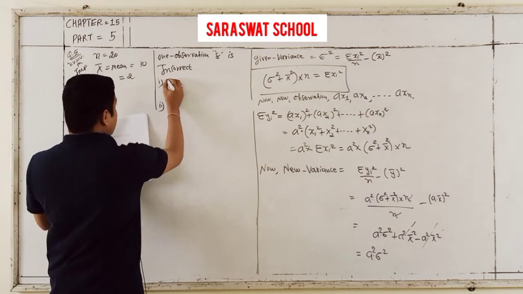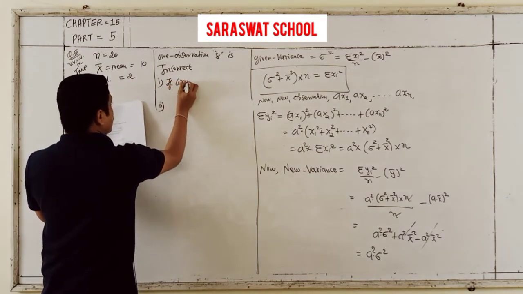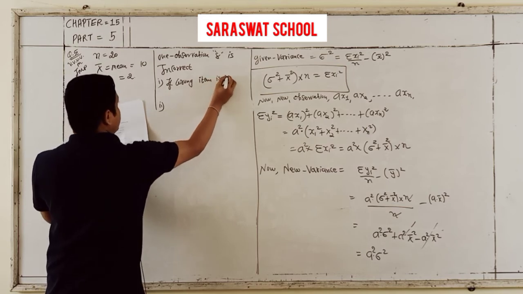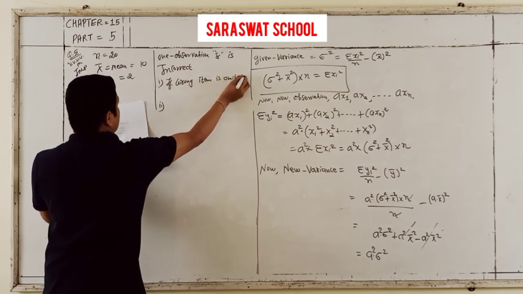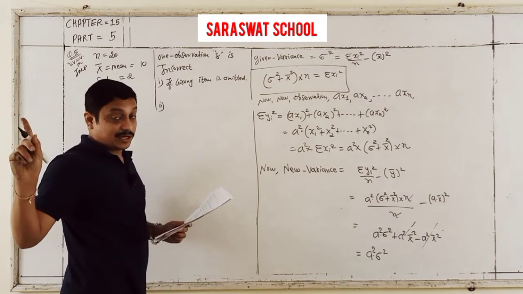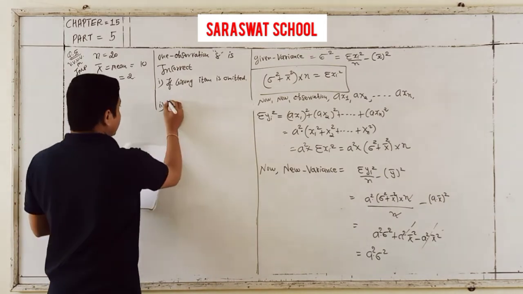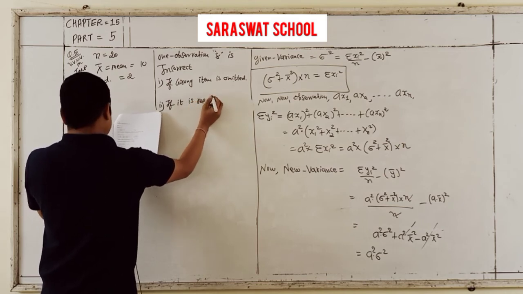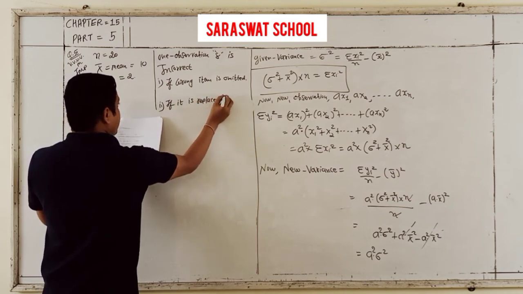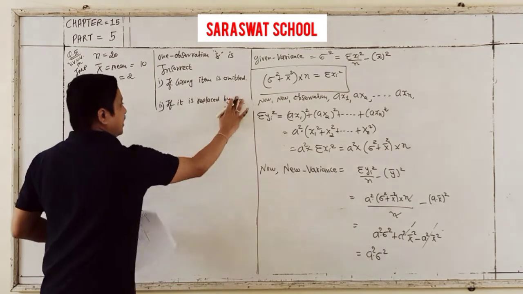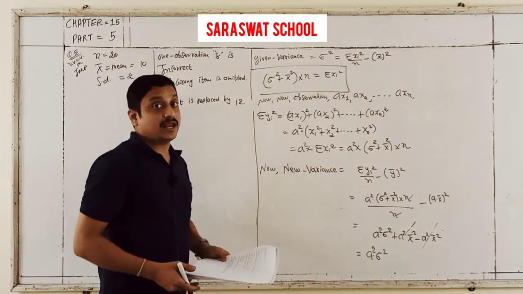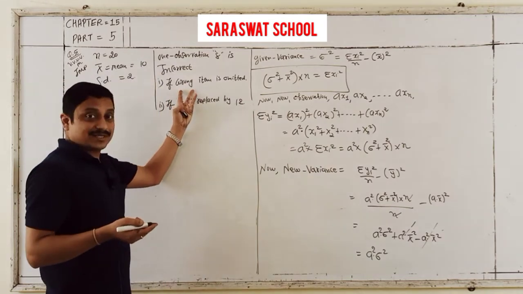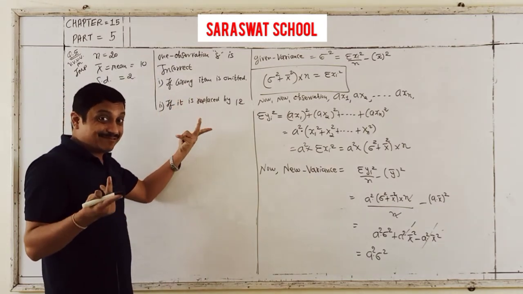First question is, if the wrong item is omitted. This is only the first part, to calculate the new mean and new variance. And second, if it is replaced by 12, find out the new mean and new variance. So students, very easy, but it is a 4 marks question, and that also 4 marks, either 5 marks.